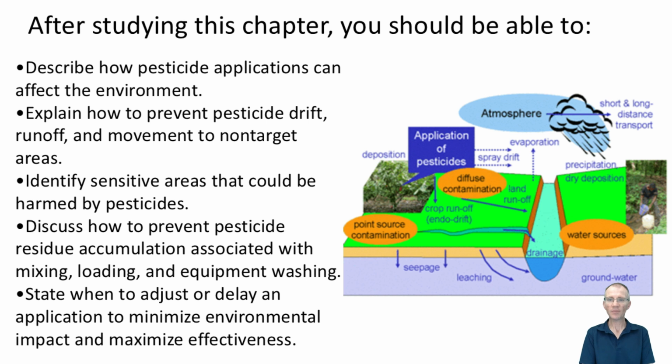After studying this chapter, you should be able to describe how pesticide applications can affect the environment, explain how to prevent pesticide drift, runoff, and movement to non-target areas, identify sensitive areas that could be harmed by pesticides, discuss how to prevent pesticide residue accumulation associated with mixing, loading, and equipment washing, state when to adjust or delay an application to minimize environmental impact and maximize effectiveness.